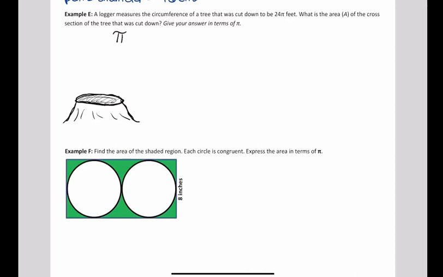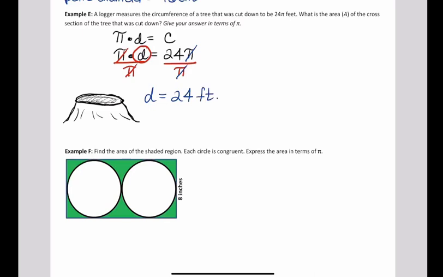So pi times diameter equals circumference. Well, pi times d equals 24 pi feet. And I've just taught you that, if that's what it is, we can just divide both sides by pi here. Those cancel, and we're left with the diameter. So the diameter equals 24 feet.